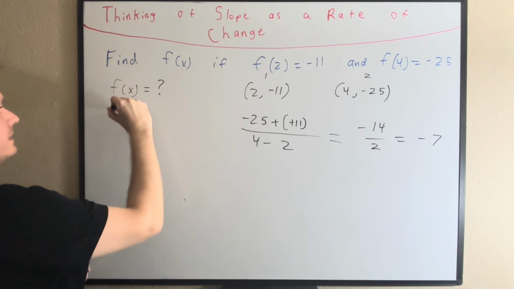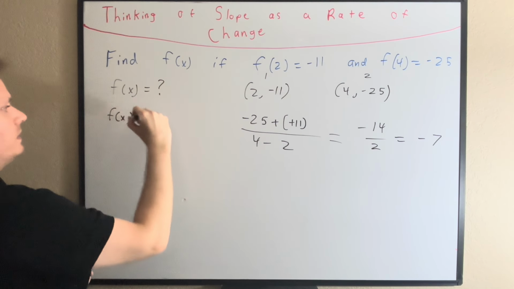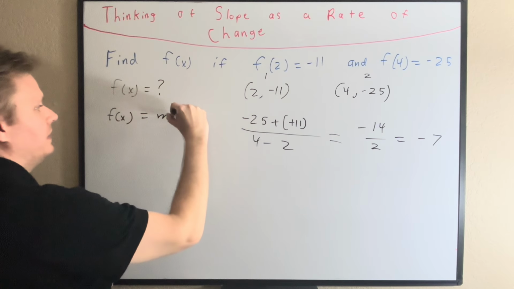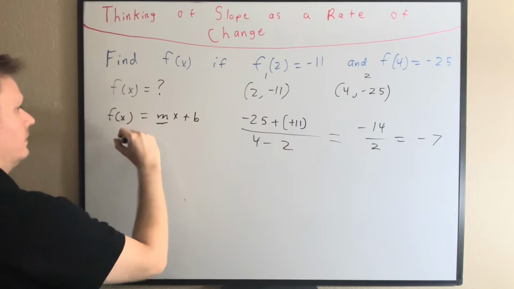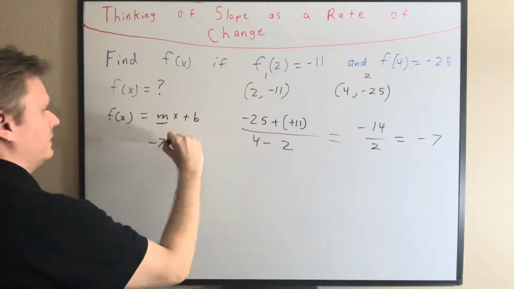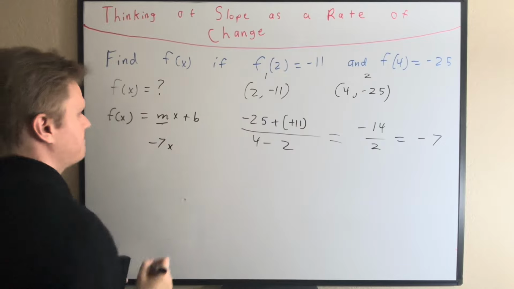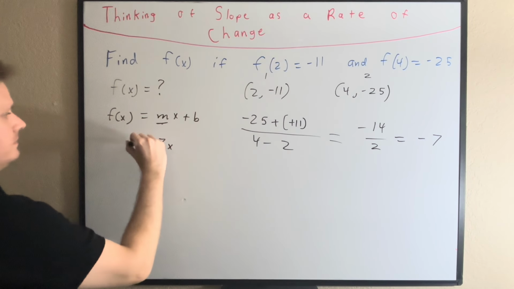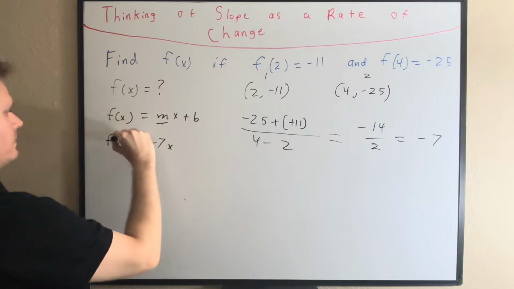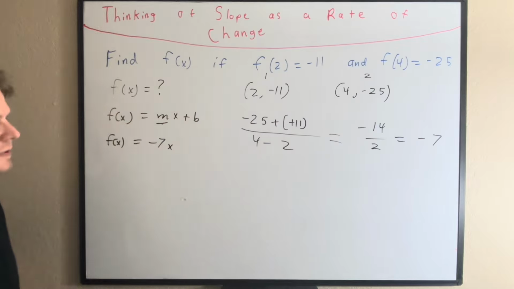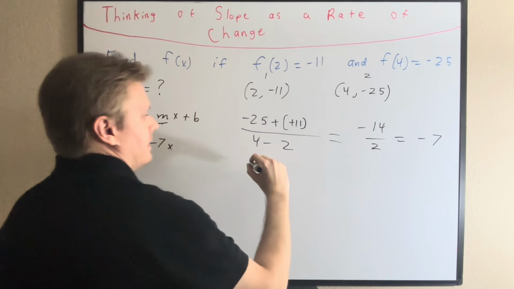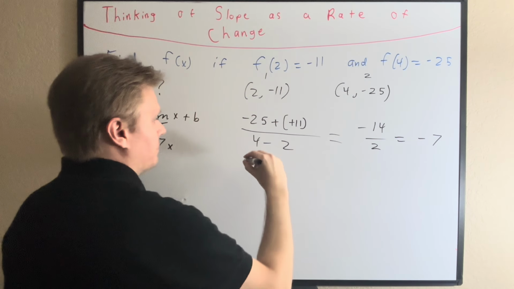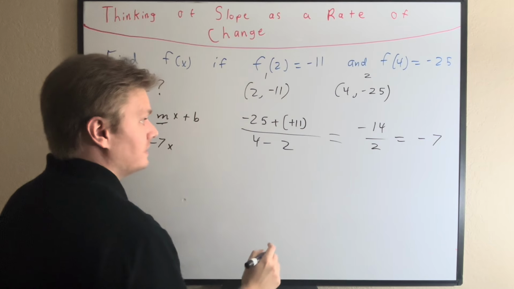We know that f of x is going to be mx plus b, right? Well, we have m, right? So negative 7x. What is b? Well, how do we get that? Well, there's the point slope formula. Because we have 2 points, we could use either one. And we have the slope.